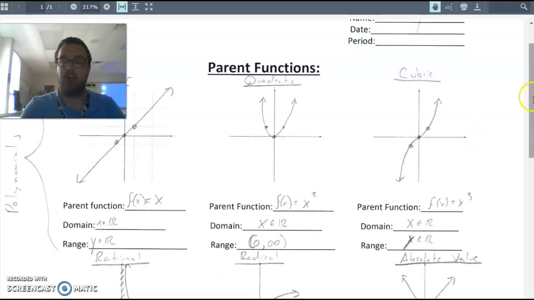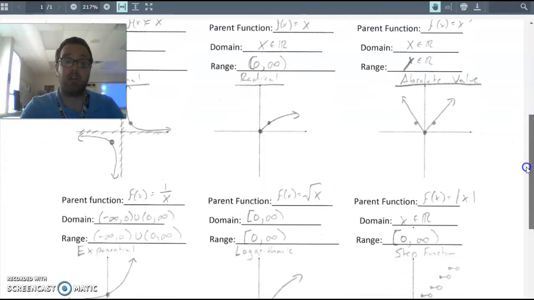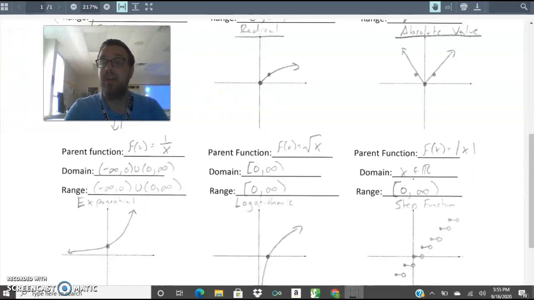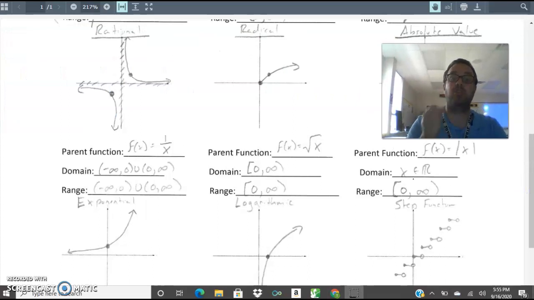The next three we're going to look at, there's a total of 9 we're going to be looking at today that you need to make sure you have memorized for tomorrow. The next one is called the rational function. Now, this one is kind of very interesting, right? So rational function comes from the equation f of x equals 1 divided by x. And if you know a little bit about 1 divided by x, you'll know that if x equals 0, we're going to have a problem, right? You cannot divide by 0. That's going to be an issue.